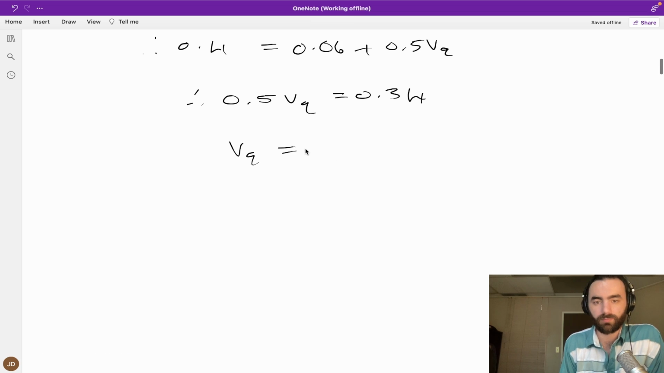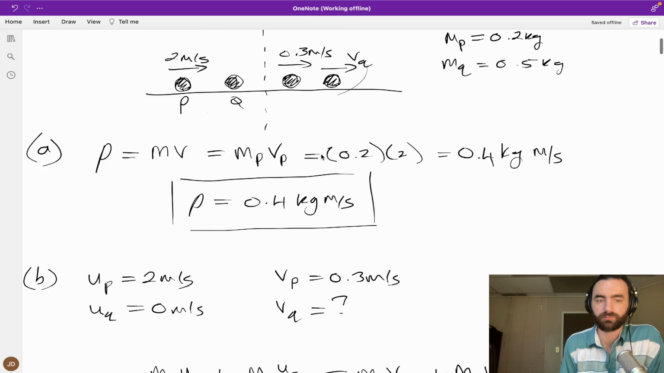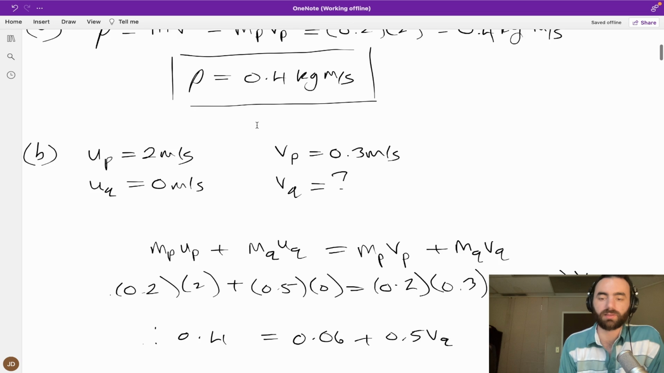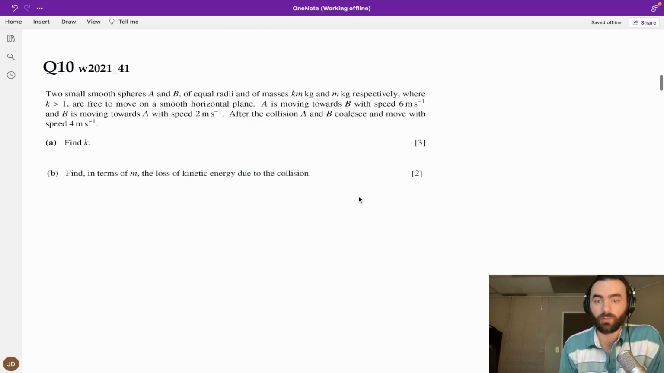0.68 meters per second. Okay, so that's the velocity of Q after the collision. It's a basic example, but it gives you an introduction to momentum. We'll do another one where there are some unknowns now, but it's the same.